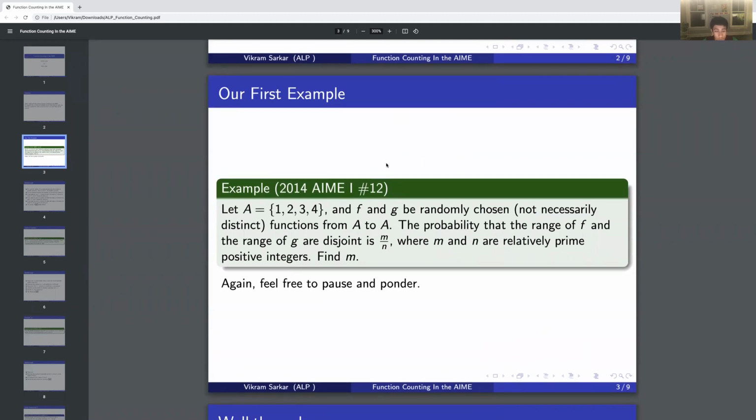This is problem 12, and it reads, I should probably annotate now. Let A equal {1, 2, 3, 4}, and F and G be randomly chosen, not necessarily distinct functions from A to A. The probability that the range of F and the range of G are disjoint is M over N, where M and N are relatively prime positive integers. Find N. Again, feel free to pause and ponder.